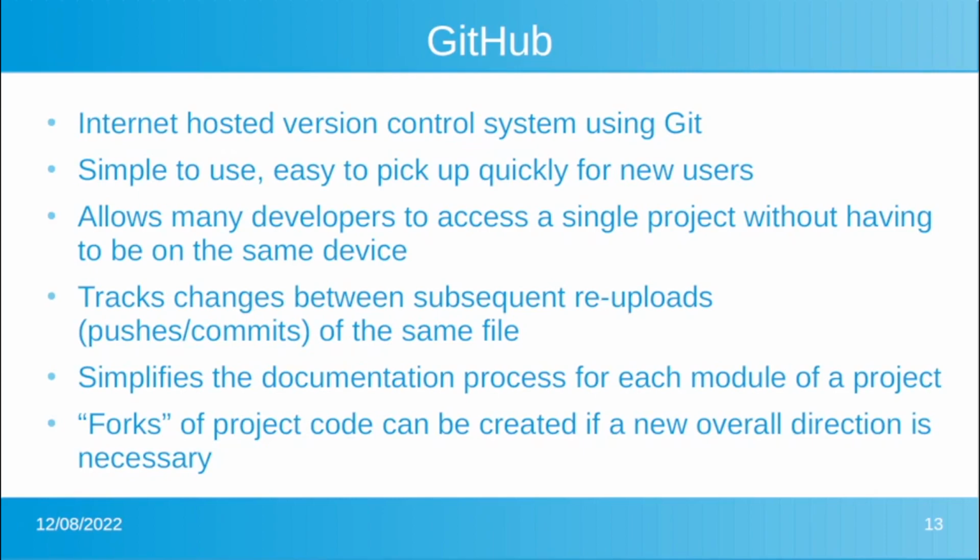GitHub has many locations for notes and documentation to be written down, which simplifies the documentation process for the entire project. Finally, GitHub allows product code to be forked at any location, which allows for the product to go in a new direction if necessary, without losing access to the previous project.